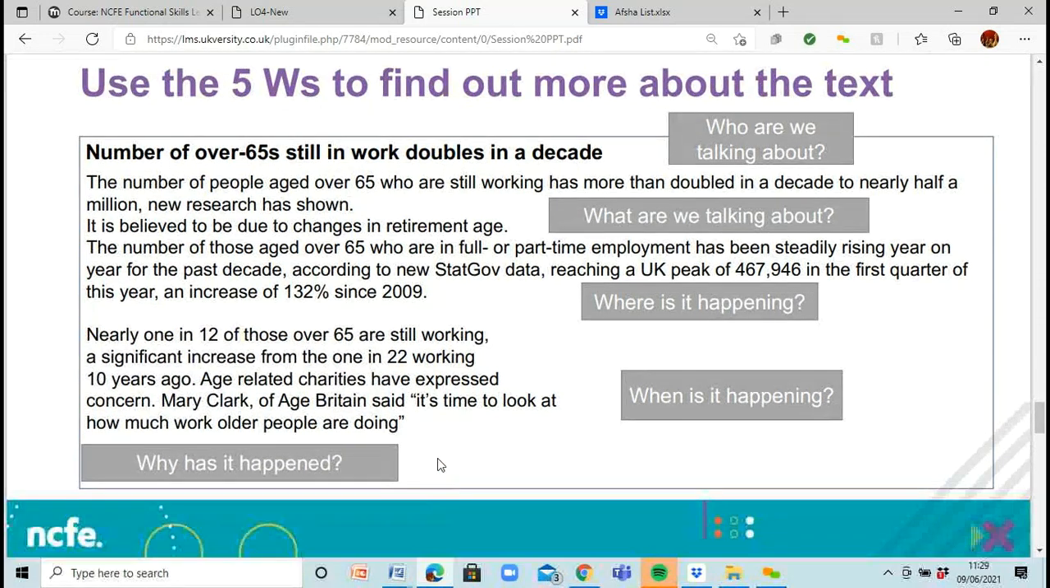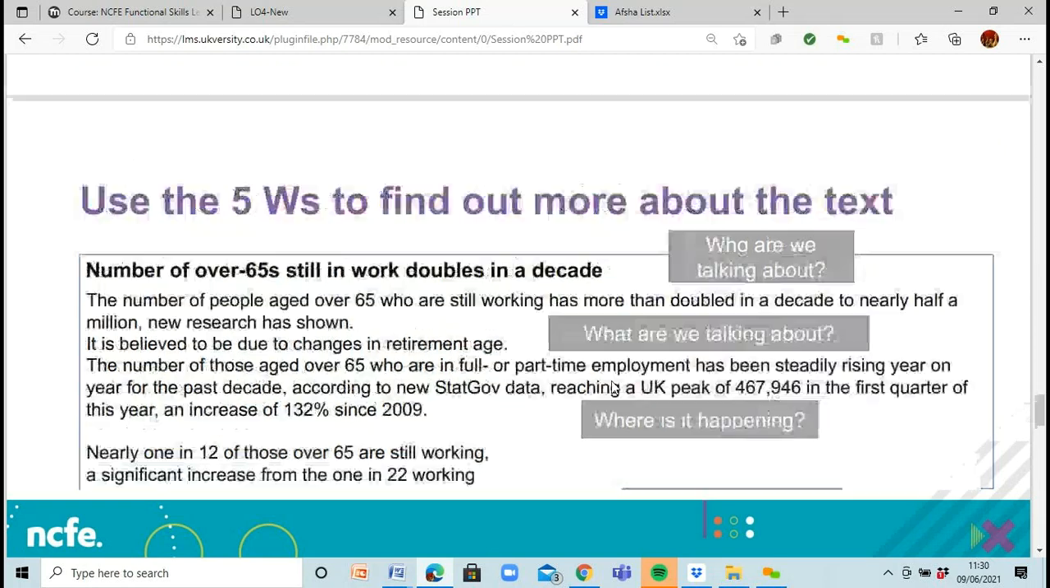And also, why has it happened? It doesn't really go into why these people are doing this. It doesn't talk about what the reasons are. So it's not got that there, but it's got a bit of information that it is happening, and it has happened over this many years, and these are the differences that we can see now.